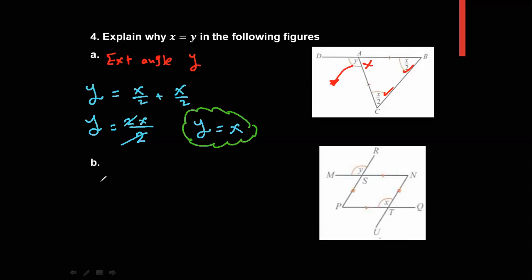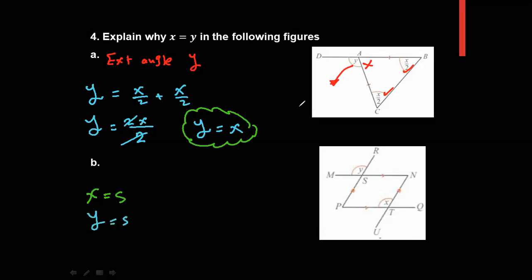Y equals x. Okay, and question number B, I have a parallelogram here. PSNT is a parallelogram because each two opposite sides are parallel. We said each two opposite angles are equal in measure. That means x equals s. This is number 1. And I have the concept of two vertically opposite angles, y and s. They are opposite. That means y equals s.